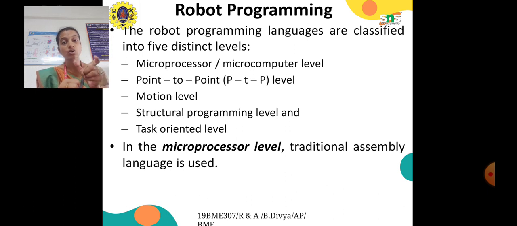We will have many joints in the robots, so for each point we will be having programs. Next is motion level. For the movement of robots we will be having programs. And the structural programming, for the complete structure of the robot, we will be having programs. And the last one is task oriented level. For what task the robot is going to perform, the programmer will be programming the task.